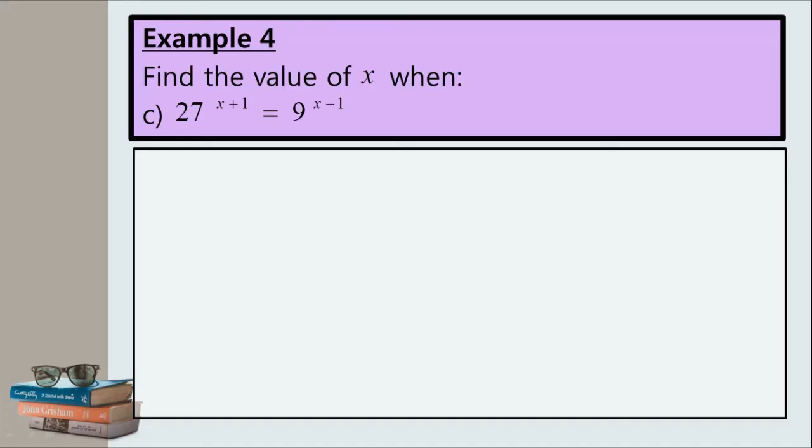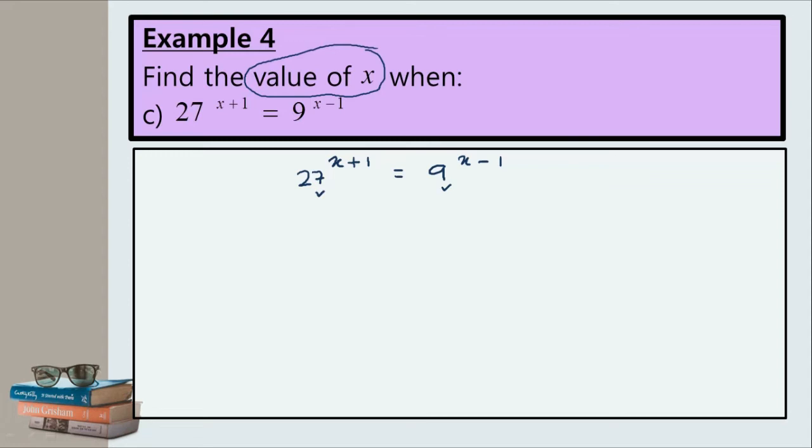Now proceed to example 4c. We have 27 to the power of x plus 1 equal to 9 to the power of x minus 1. We want to find the value of x. So we need to solve this equation. Okay. Left hand side, we have only one term. And right hand side, we have only one term. Okay, 27 and 9. Is there any number? Okay, we can change 27 and 9 to the same base.